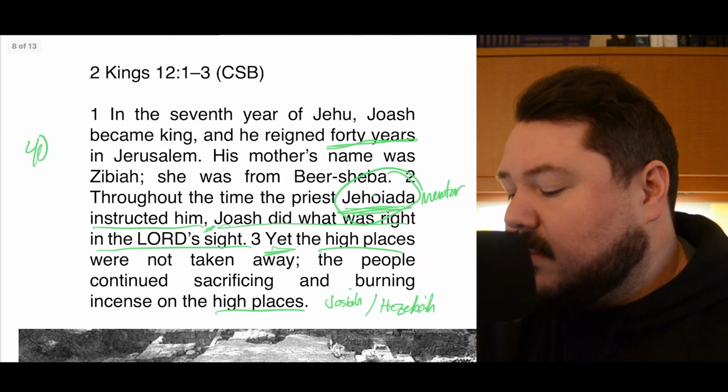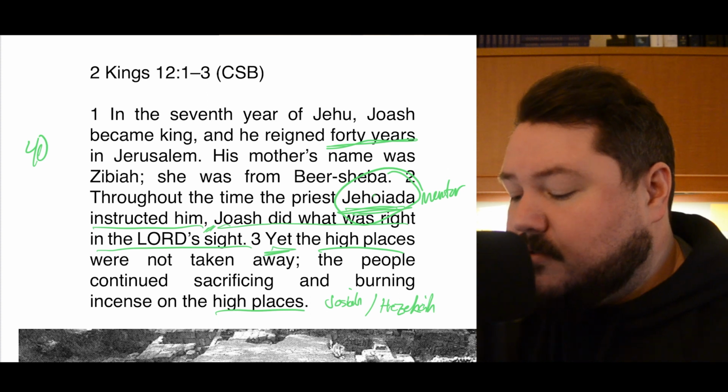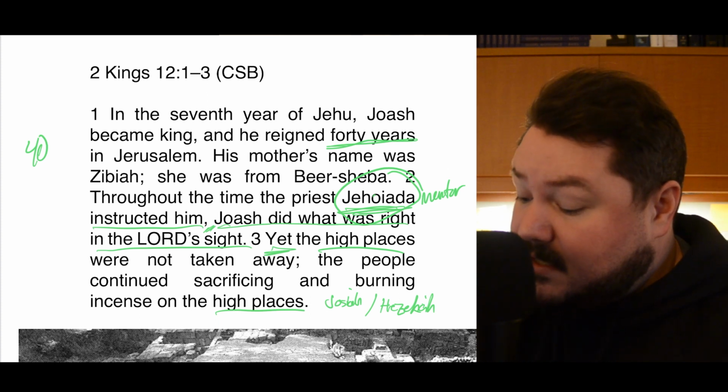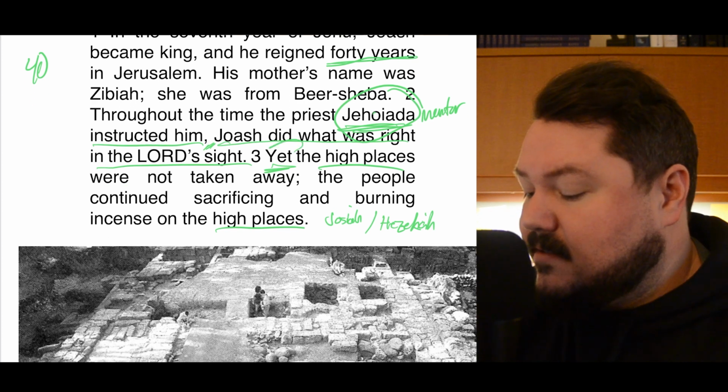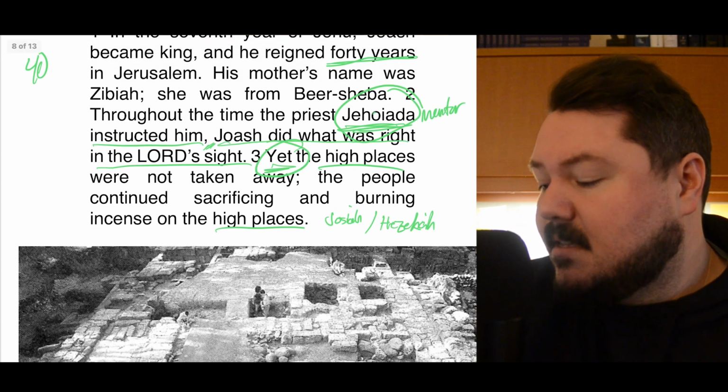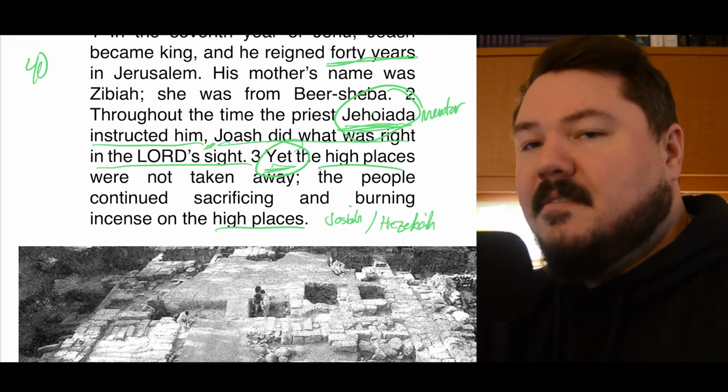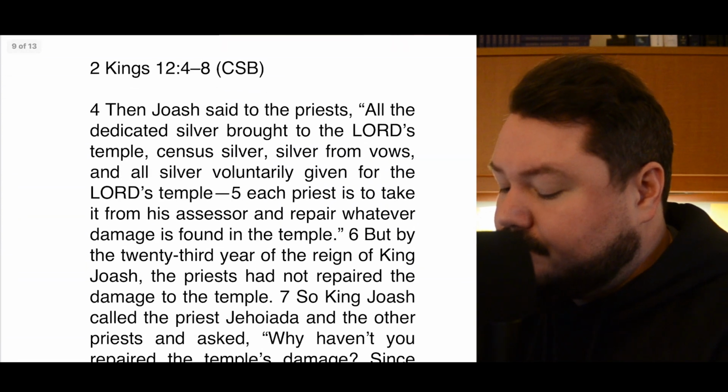So although there's a lot of promise, Joash reigns 40 years, which is really good, did what was right in the sight of the Lord, taking instruction from Jehoiada. There's this yet, this ominous yet. High places remained. So we'll see how that works out.